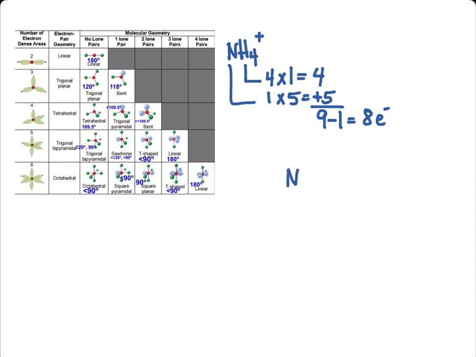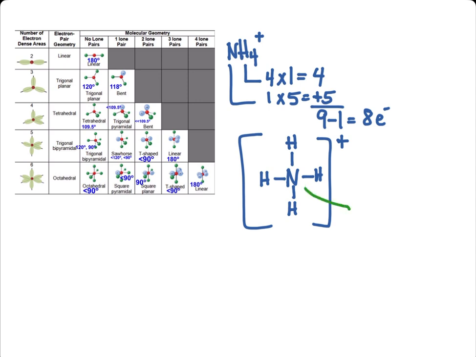So the Lewis structure looks something like this. Don't forget the brackets and the charge. Now, this is a valid Lewis structure because I am showing all 8 valence electrons and nitrogen is obeying the octet rule. Now I want to examine the center atom. I want to count the electron groups around nitrogen. There is 1, 2, 3, 4 electron groups and no lone pairs.